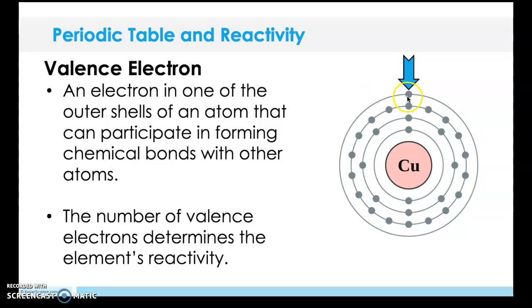That means that however many electrons I have on this outer shell is going to determine how reactive, or how readily able, my atom is at forming bonds. So remember, we said copper is a transition metal. It is not very reactive. That's why we have a copper penny and it doesn't explode in your pocket. It's not reactive because of its valence electrons.